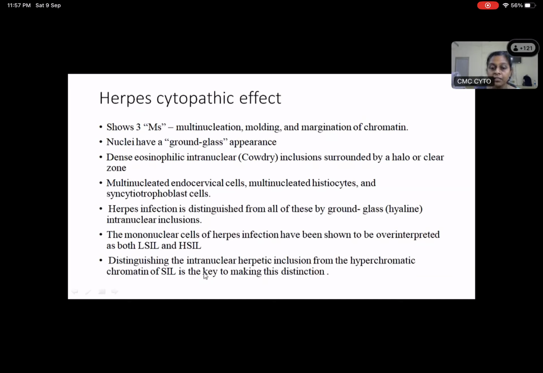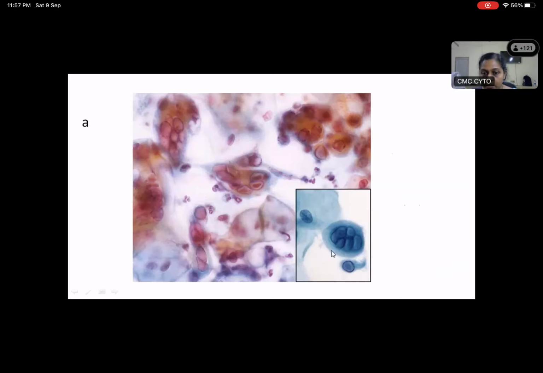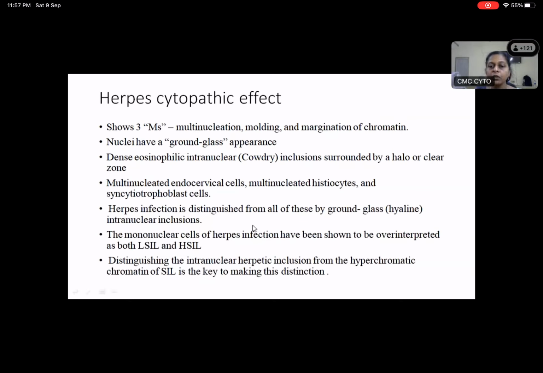So how do you differentiate? You have to distinguish the intranuclear herpetic inclusion from the hyperchromatic chromatin of squamous intraepithelial lesion. You need to look at the chromatin. Here it has that ground glass appearance because of the margination. That appearance will not be seen in L cell or H cell. There, the chromatin will be granular or coarse, and you'll see irregularity of the nuclear membrane. Those are features you will not see in HSV. So that is how you differentiate it. You've already answered all these questions, so I'm not going into this again.